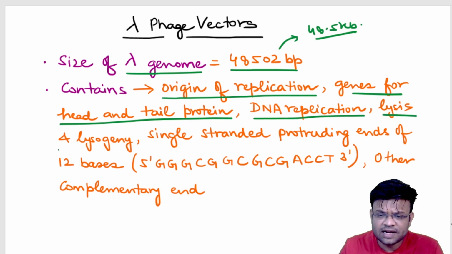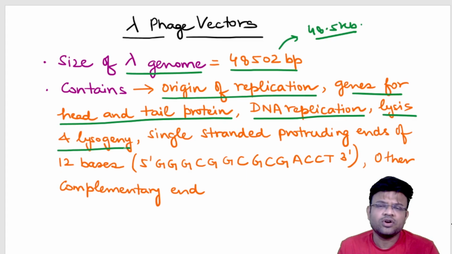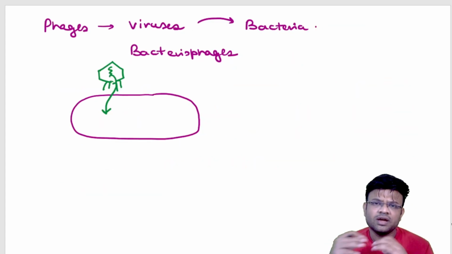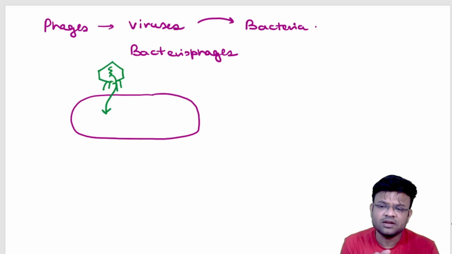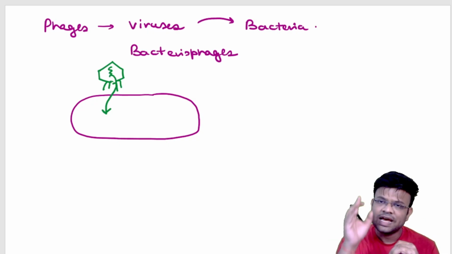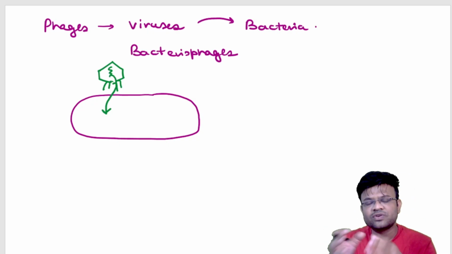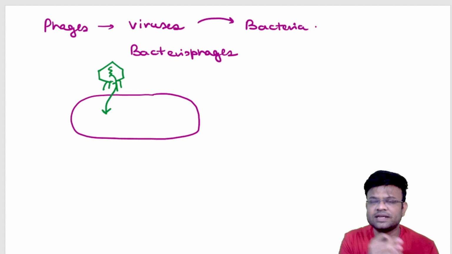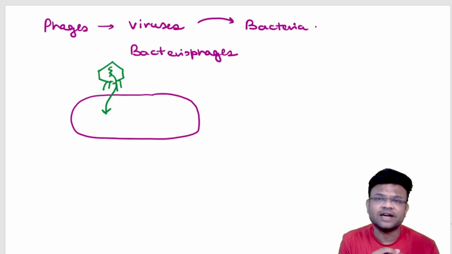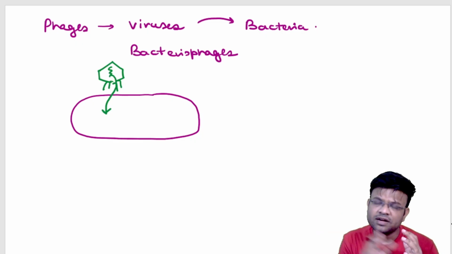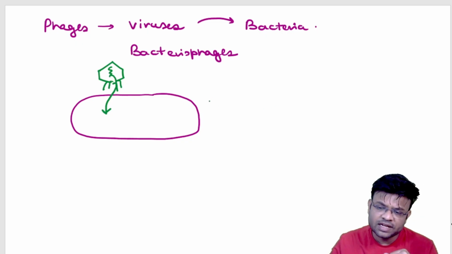Genes for lysis and lysogeny are also present. Now, what do you mean by lysis and lysogeny? Let me explain this to you with the help of a diagrammatic representation. In the previous part, when I was explaining what bacteriophages are, I told you that the bacteriophage vector has a genome, and when this vector infects the bacteria, the genome of the bacteriophage enters inside the bacteria and takes control of the entire bacterial cell. Now, it can undergo two cycles. The first cycle is the lytic cycle.